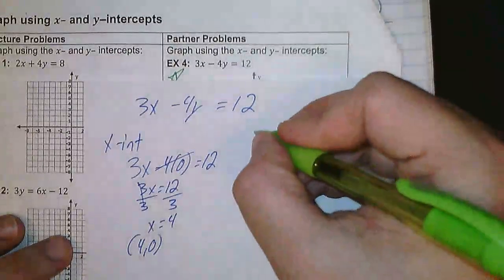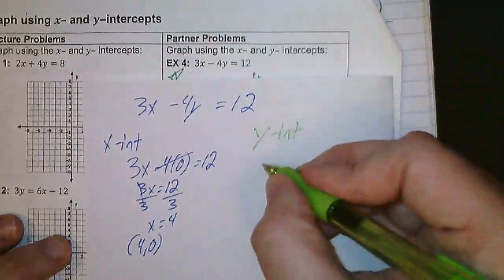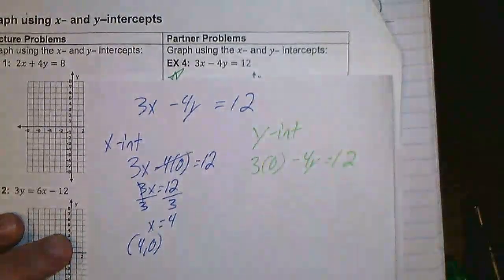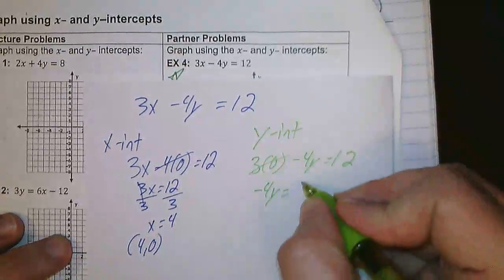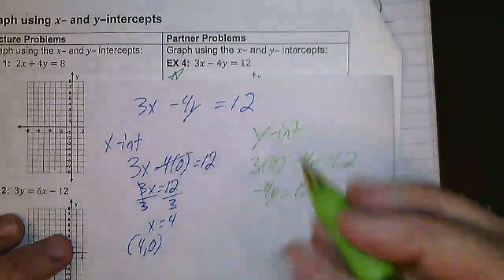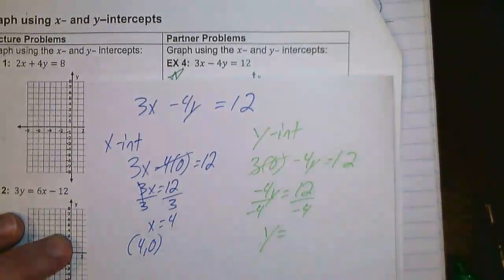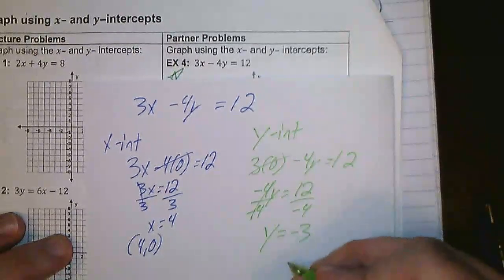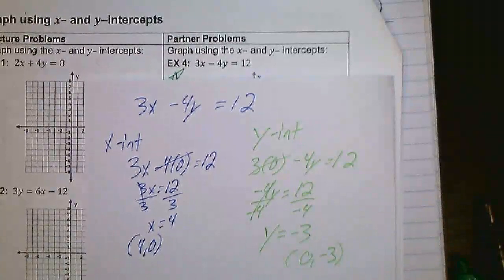And let's do the y-intercept. If I'm on the y-axis, my x value is 0. But we get a y value. 3 times 0 goes away. Now we have negative 4y equals 12. Divide both sides by negative 4. Now our y is by itself. Positive 12 divided by negative 4 is negative 3. So 0, negative 3 as an intercept.